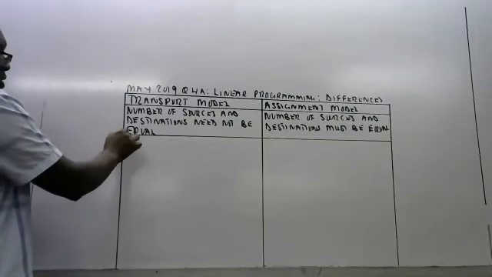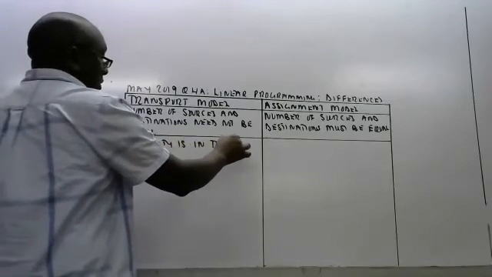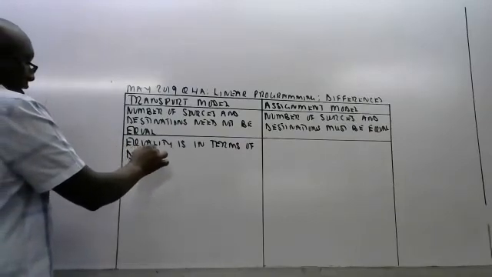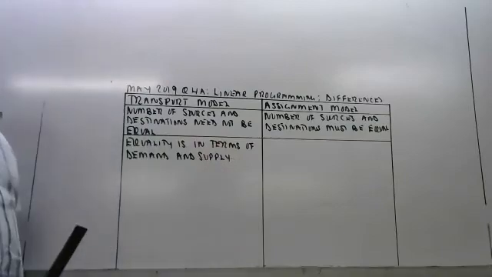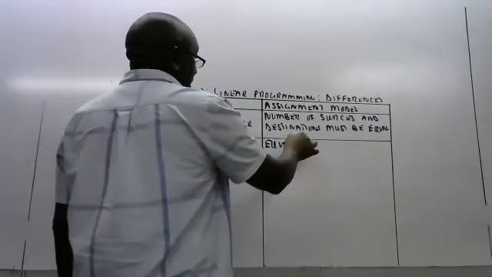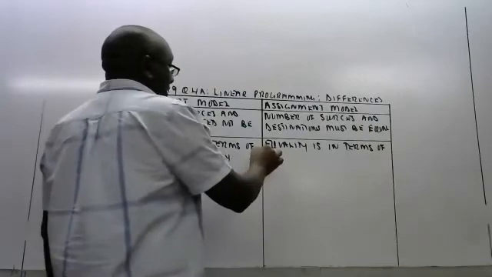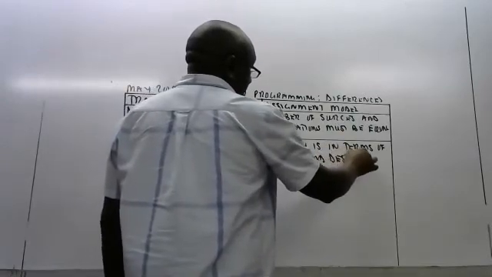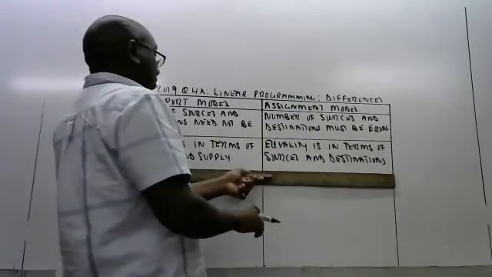The other thing is that equality is in terms of demand and supply. But on this other side, equality is in terms of sources and destinations. Equality is in terms of sources and destinations.